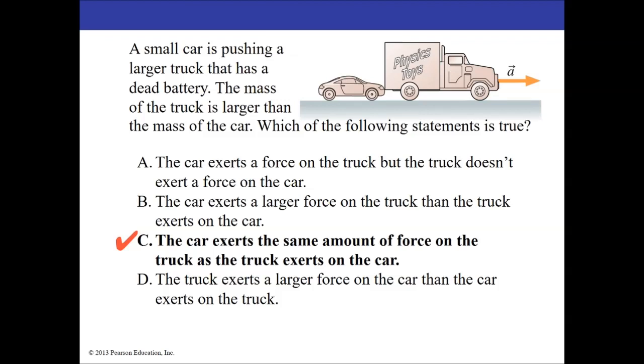So let's consider what's going on with the car. The car has a force on it from the truck that pushes backwards. Now, the picture is indicating that there's an acceleration. So if there truly is an acceleration here, there must be a forward force that would probably be static friction from the tires on the ground that are pushing the car forward.